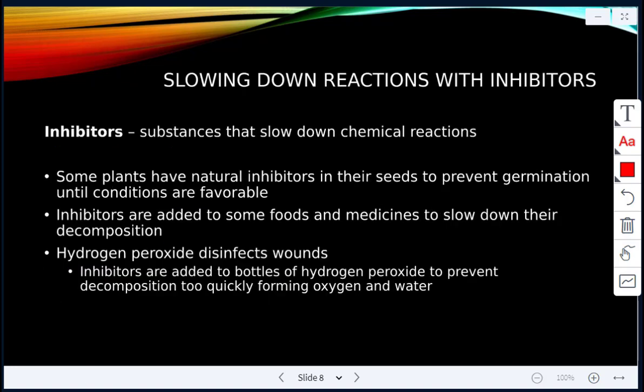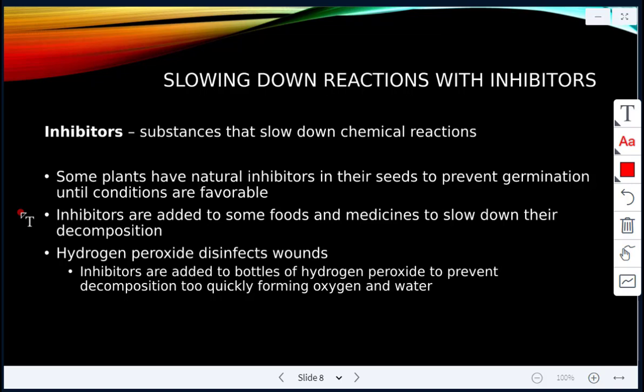All right, so our next slide we're looking at is slowing down reactions with inhibitors. Inhibitors are substances that slow down chemical reactions. For example, some plants have natural inhibitors in their seeds, which prevent germination until conditions are favorable. That's how seeds are able to go into that dormant stage. Inhibitors are also added to some foods and medicines to slow down their decomposition.